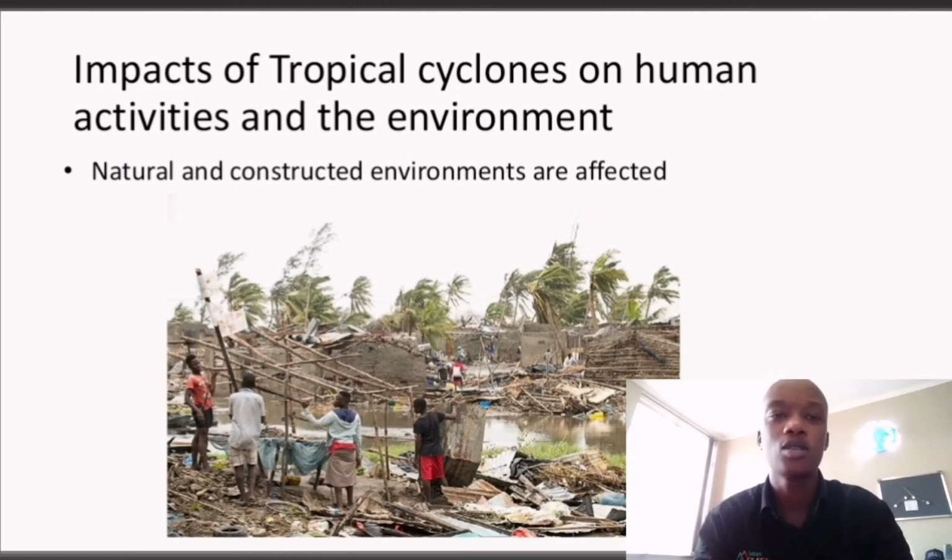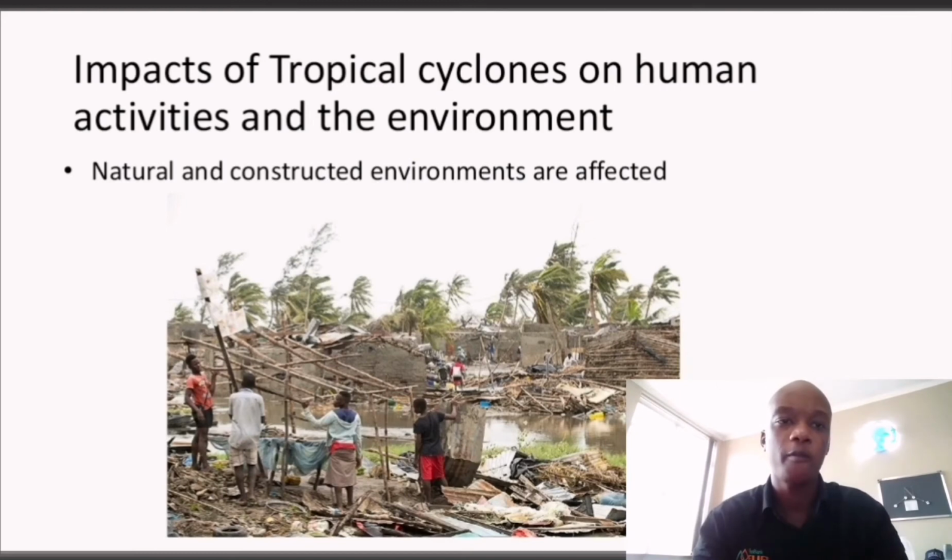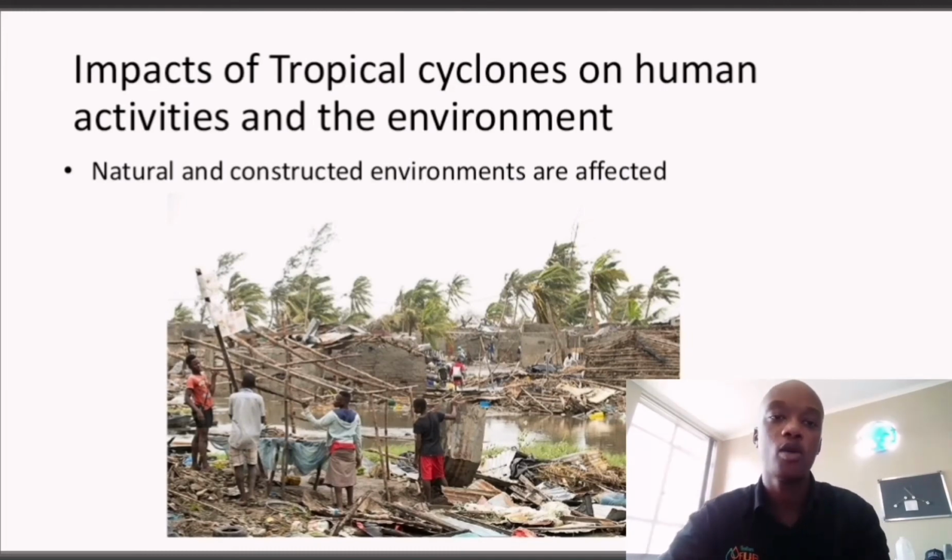So tropical cyclones are more likely to have a negative impact on the natural environment as well as the constructed environment of our land. Well, when we talk of the natural environment, we are talking of those non-man-made environments, the environments that were not created by anyone, that come from nature. We are talking about our mountains, our forests, our wetlands, and all those types of things.